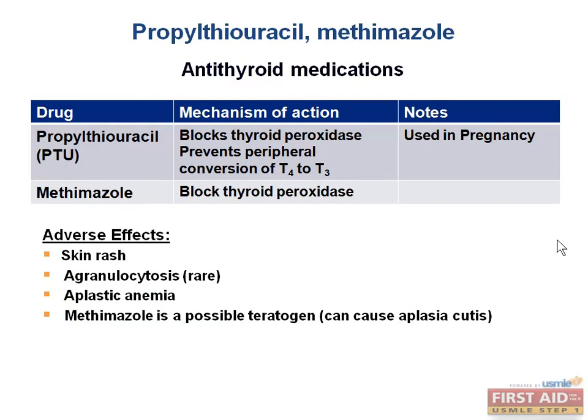Now, even though PTU is used in pregnancy, it is not a benign drug. In fact, it has been found to cause hepatotoxicity in some cases, and should only be used in rare circumstances such as life-threatening thyrotoxicosis or thyroid storm, and when methimazole, surgery, and radiation treatment are contraindicated.